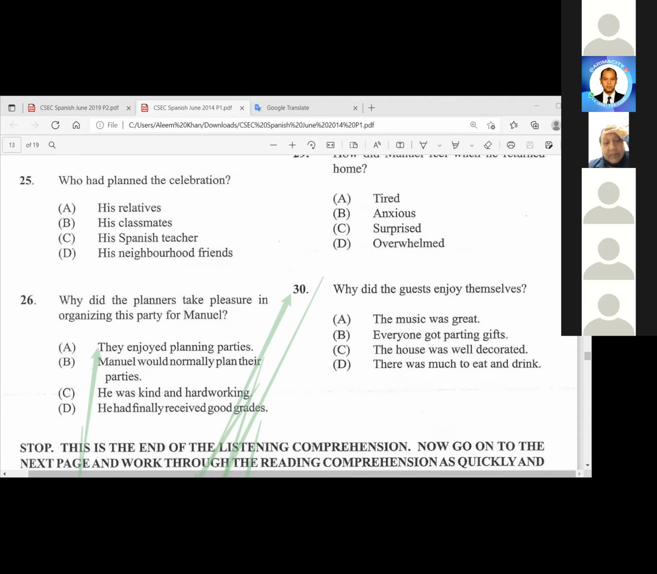Los compañeros del salón planificaron su fiesta de cumpleaños.